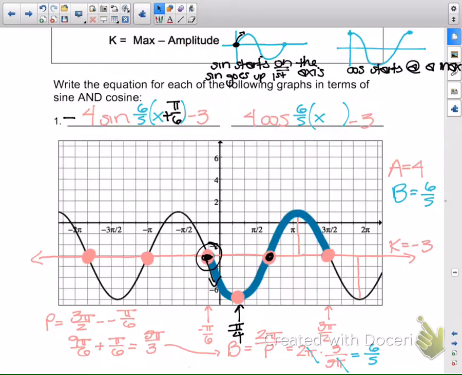How do I show pi over 4 in my formula? Minus pi over 4. Cosine typically starts at a max. We have chosen a what? Min. So what do I have to do? Make it negative.